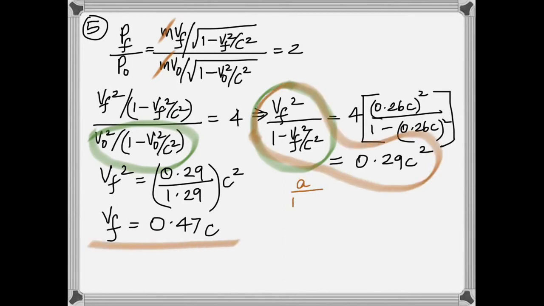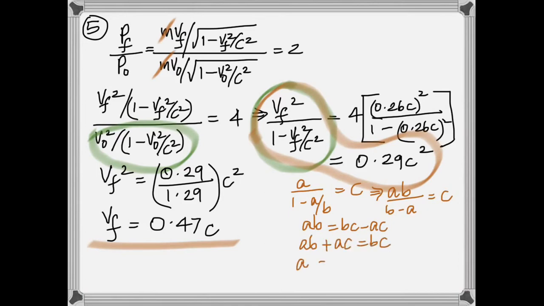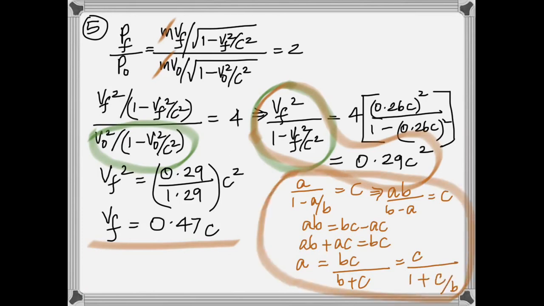Now I'm trying to show how you get that, because this is like a by 1 minus a by b equal to something called c. And when you solve that, and I'm trying to make a the subject, you see that you could finally write it as c by 1 plus c by b, which is what we've done. So that's number 5.